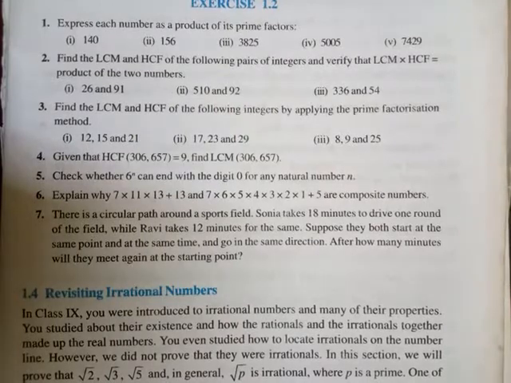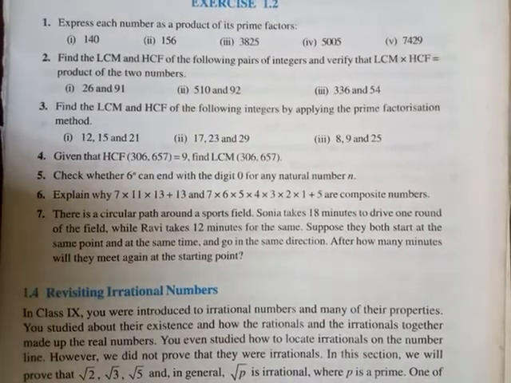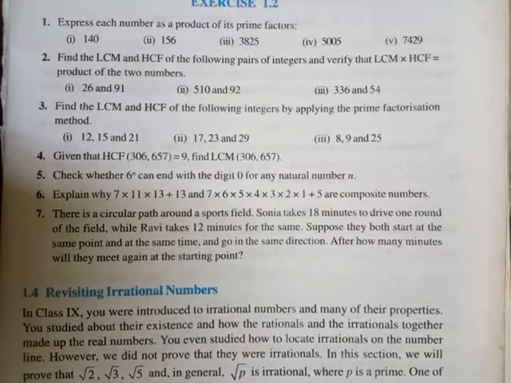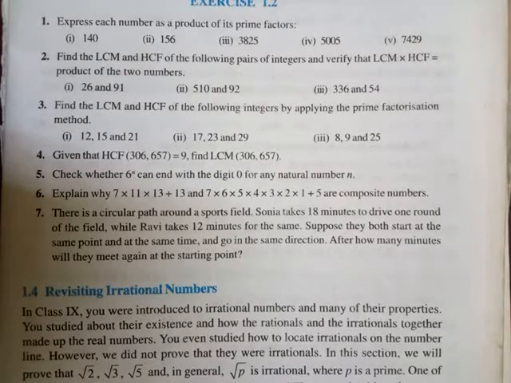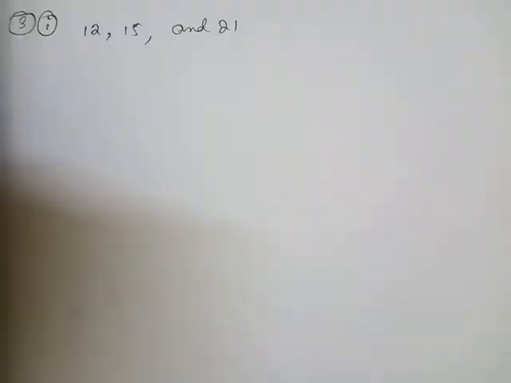Now students, look at exercise 1.2, class 10 general maths, question number 3. Find the LCM and HCF of the following integers by applying the prime factorization method. I will do only Roman 1, the 3 Roman 1, and Roman 2 and 3 we will solve by watching the video. Now look, students, the next question is 3 Roman 1. We have to find out the LCM and HCF by the prime factor method. In question number 3 Roman 1, there are three numbers given, 12, 15 and 21. Now look how to solve this one.